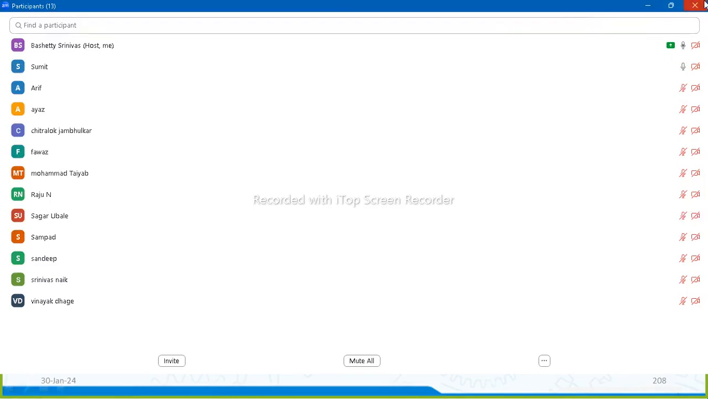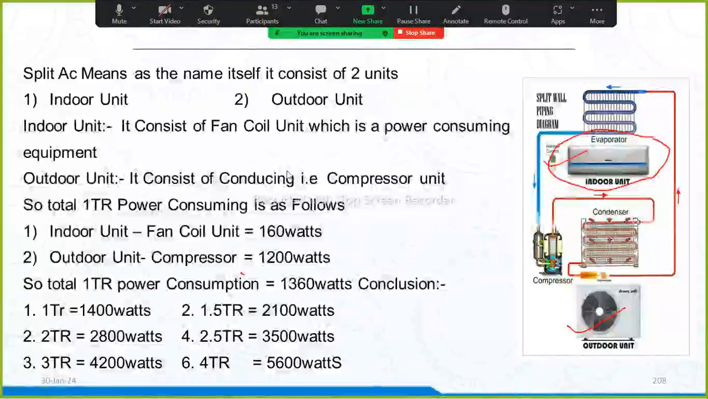Okay, now see here. When it comes to split AC, as the name split means, it consists of two units, guys. One is an indoor unit, another is an outdoor unit. Split AC means it consists of two things: one is an ID, another is an OD. Indoor unit and outdoor unit. Indoor unit ka matlab hai the one which is placed inside the room. Okay, and outdoor unit means the one which is located outside the building.